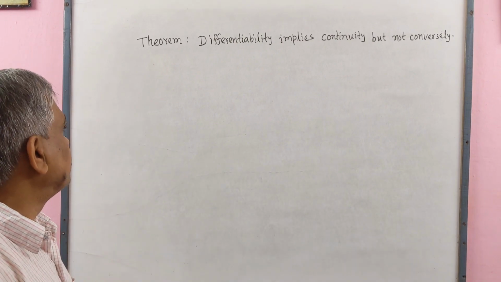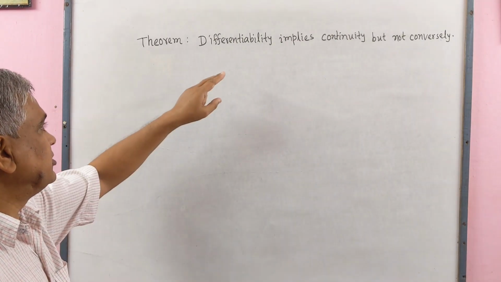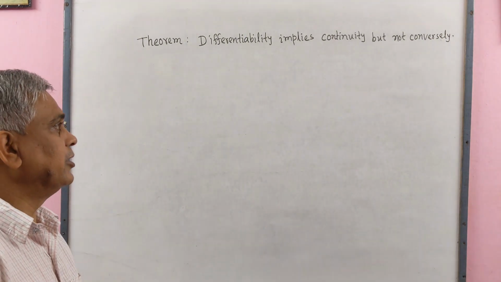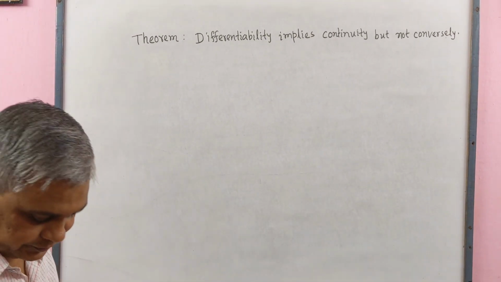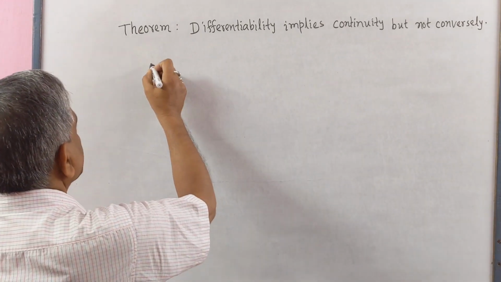Now we shall prove a theorem. Differentiability implies continuity but not conversely. Prove.